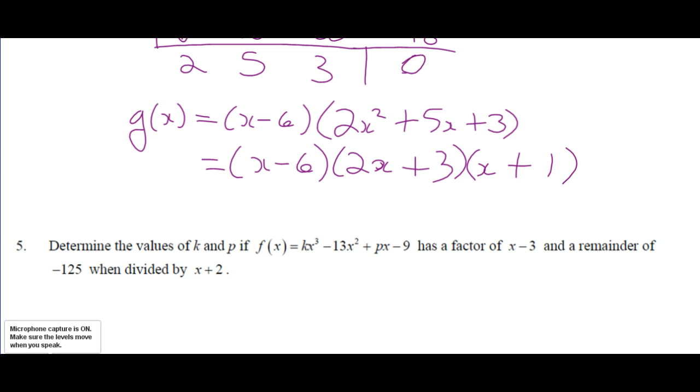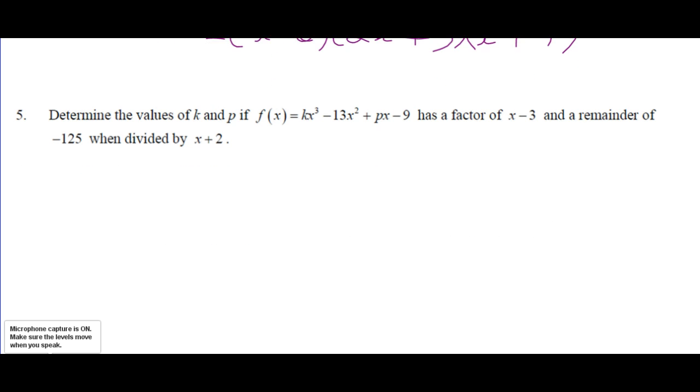Determine the values of k and p. If f of x is equal to kx cubed minus 13x squared plus px minus 9 has a factor of x minus 3. Okay, so what do we know? If f of x has a factor of x minus 3, what do we know? We know that f of 3 is equal to 0.